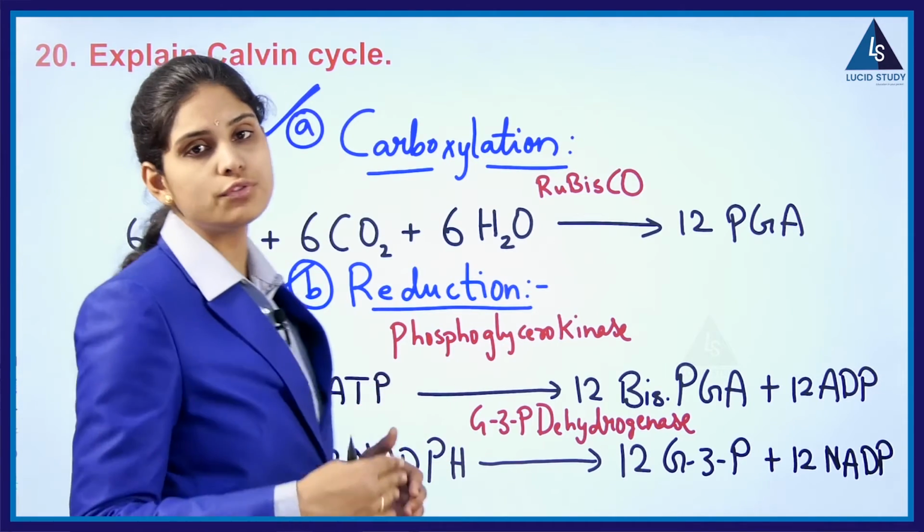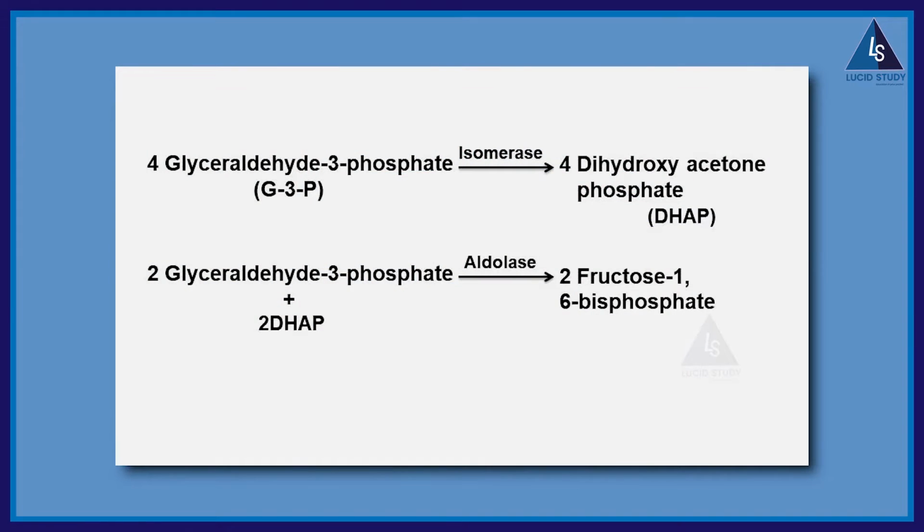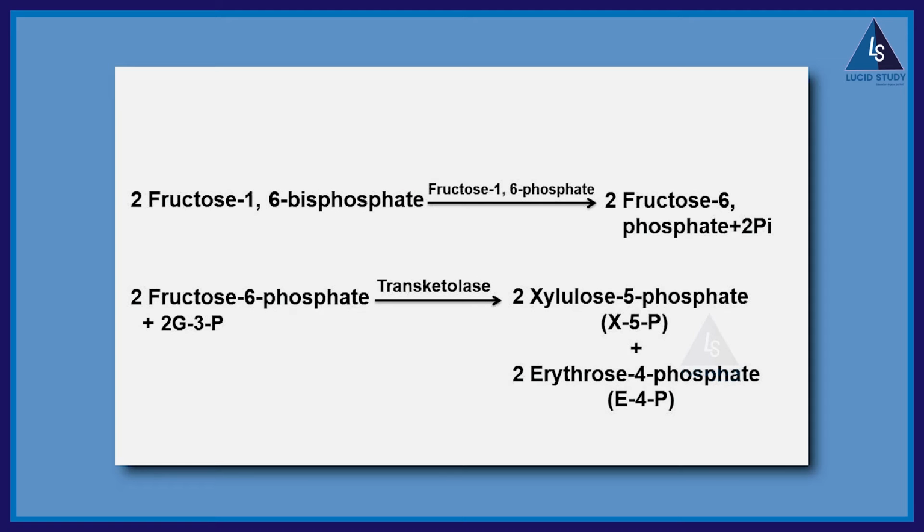Now this is followed by the third one called regeneration. As you can see, regeneration of ribulose bisphosphate, the primary acceptor of carbon dioxide, takes place where 4 glyceraldehyde 3-phosphate under isomerase convert into 4 dihydroxyacetone phosphate. Then 2 glyceraldehyde 3-phosphate plus 2 DHAP, that is dihydroxyacetone phosphate, under the aldolase enzyme form 2 fructose 1,6-bisphosphate, which under fructose 1,6-bisphosphatase gets converted into 2 fructose 6-phosphate and 2 Pi.